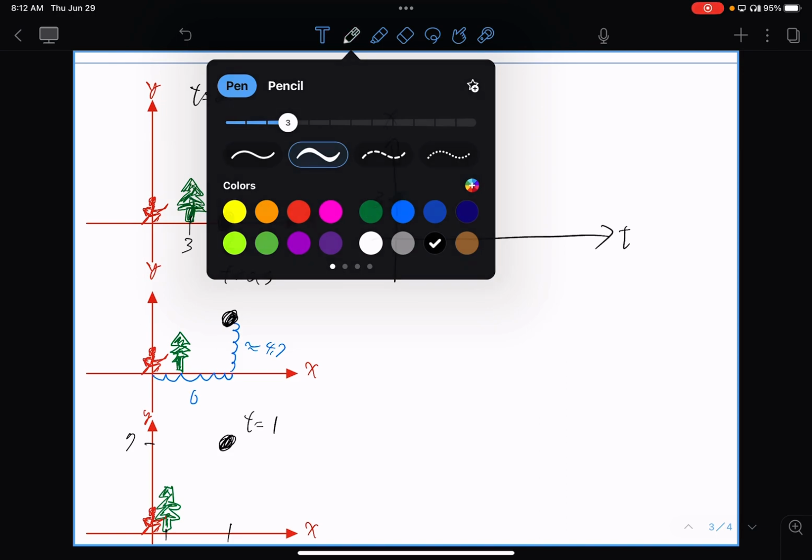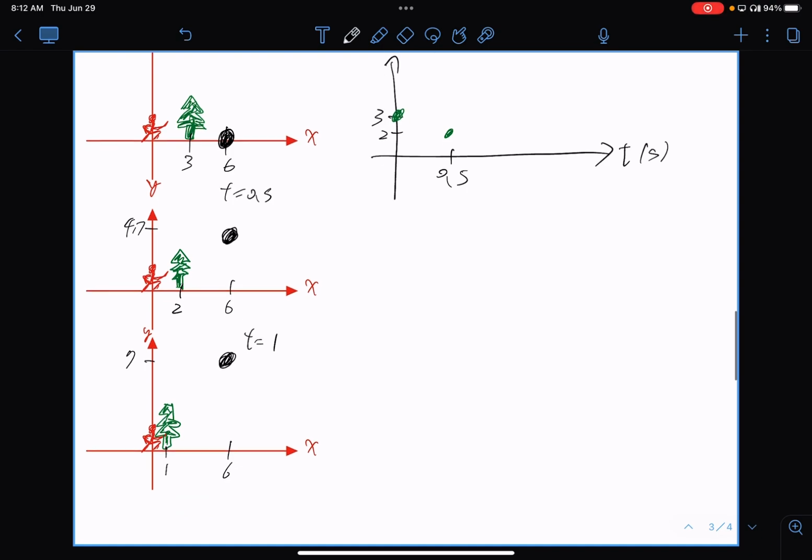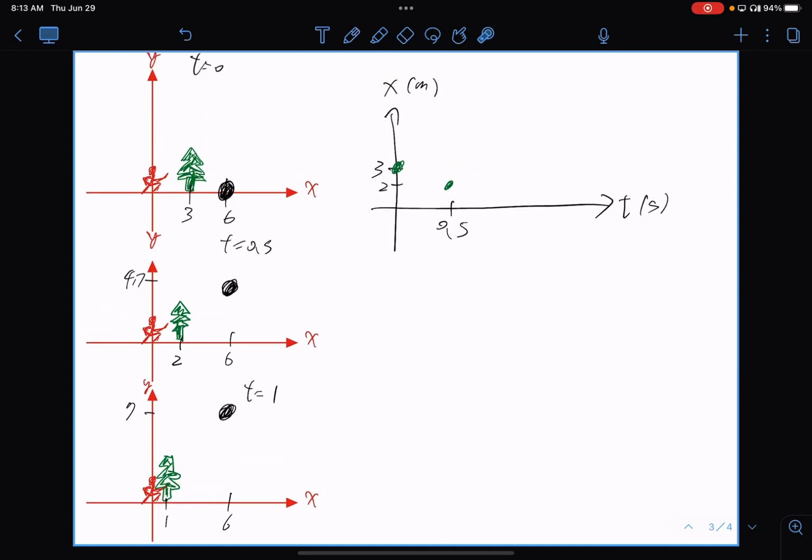And for t equals 0.5, this graph corresponds to t equals 0.5. So I need to look at this graph and see the tree is at x equals 2. And that gives me this dot at t equals 0.5 and x equals 2. I'll sneak in the unit because I cannot help but be picky about myself. All right, so for t equals 1, it goes to 1, and you have another dot here.